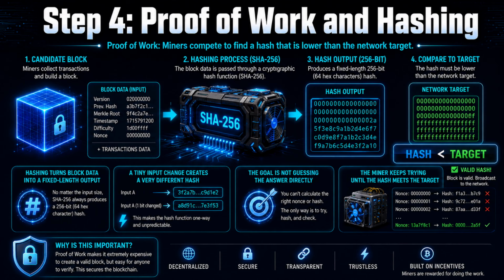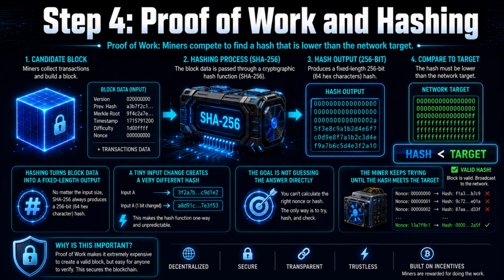Bitcoin uses double SHA-256, meaning the block header is hashed using SHA-256 twice. A hash function converts input data into a fixed length output. The resulting Bitcoin hash contains 256 bits and is usually displayed as 64 hexadecimal characters. One important property of cryptographic hashing is unpredictability. Even a tiny change in the input produces a completely different output. For example, changing the nonce from one value to the next causes the block hash to change dramatically.